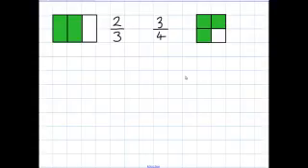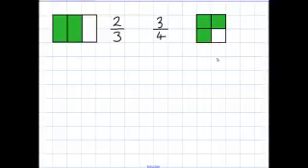So if we have a look at two fractions here, we have got 2/3, 2 out of 3, as you can see a representation here. 2 out of 3 parts of this rectangle are green, and we also have 3/4. As we can see in this representation, 3/4 of this square are green.